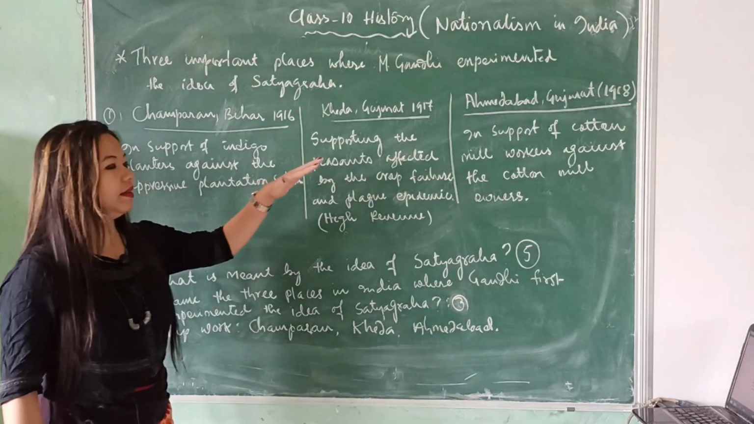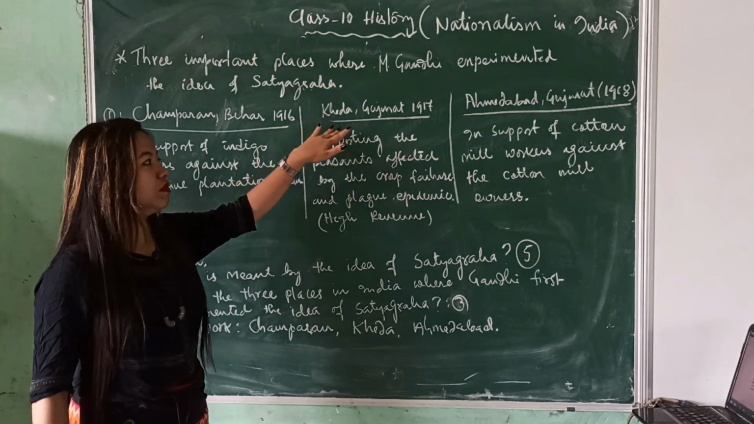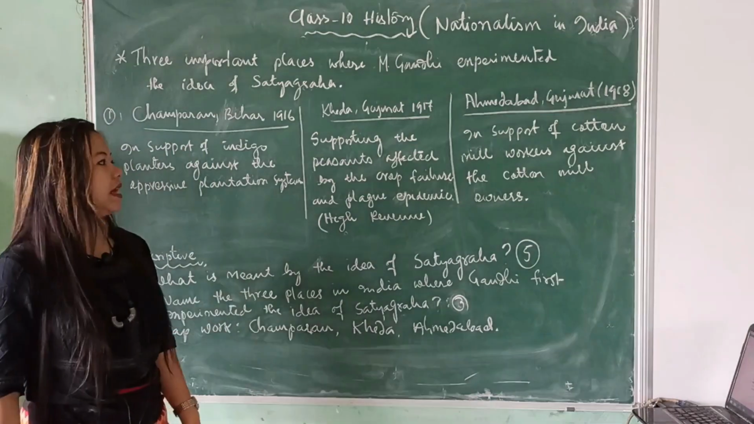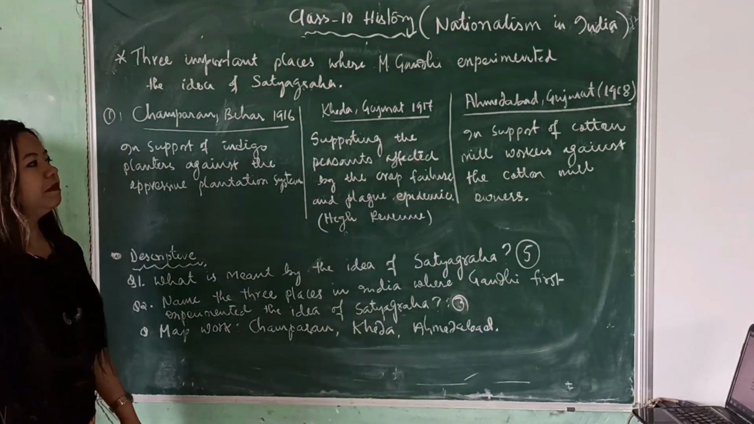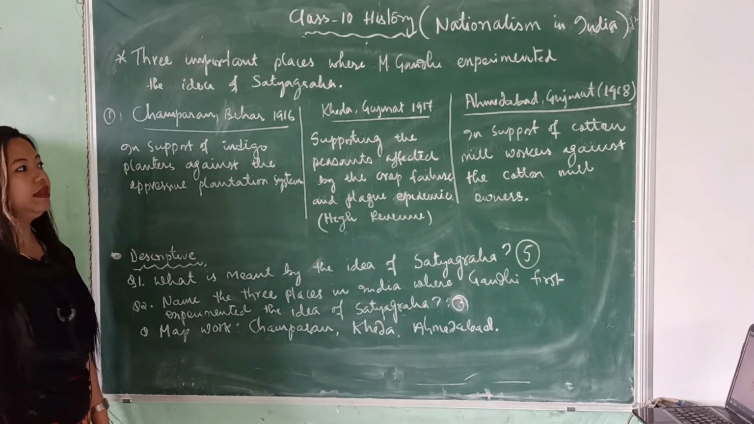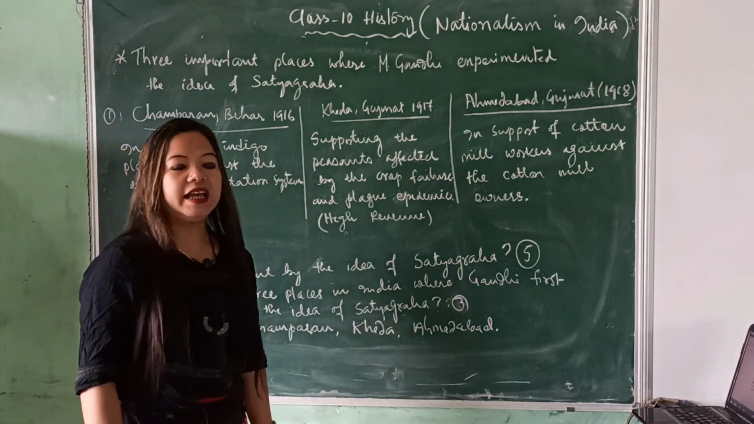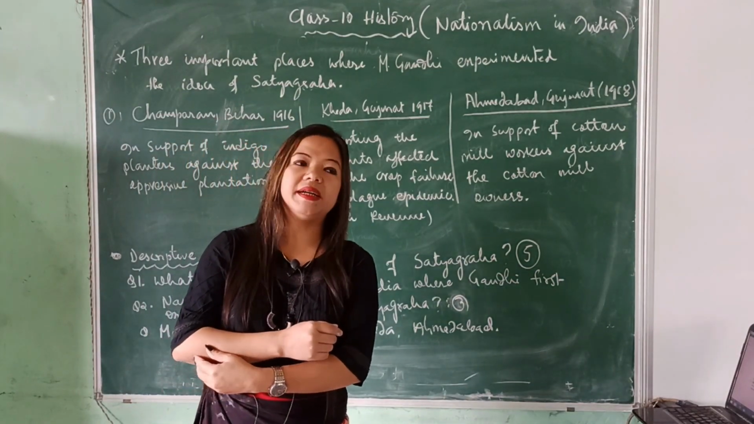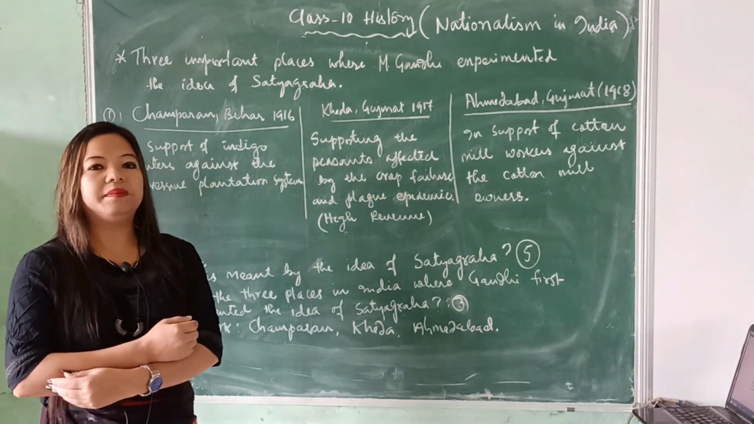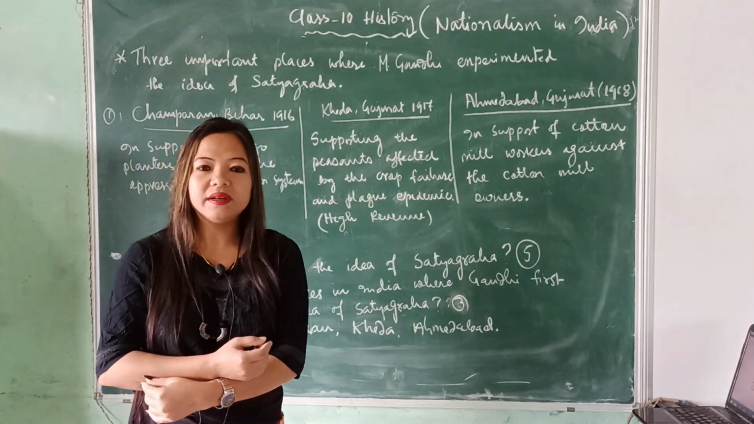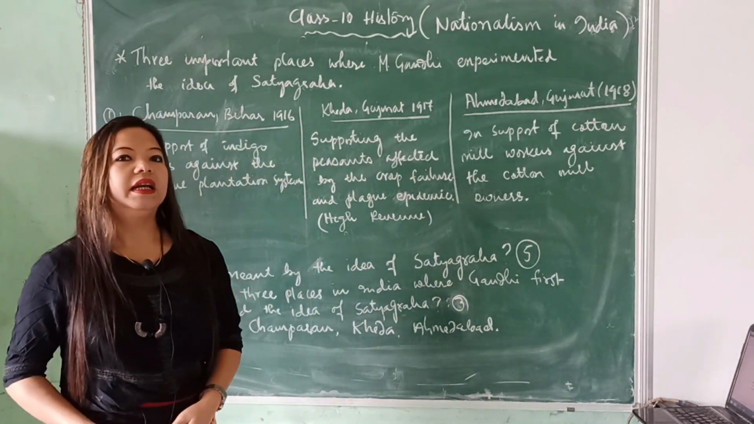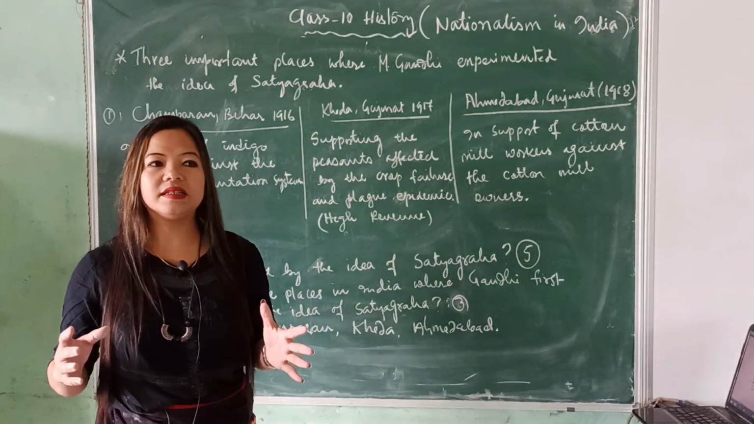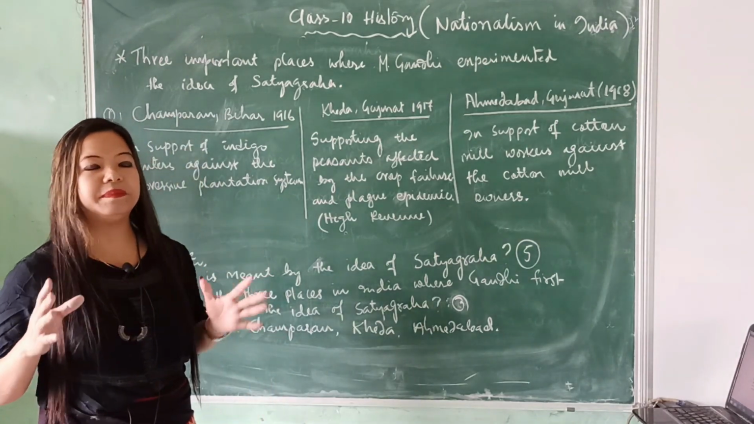Secondly, you can see Kheda district in Gujarat in the year 1917, supporting peasants affected by crop failure and plague epidemics during the year 1917. And here you know that India was ruled by the Britishers for many, many years. We can say about 200 years they ruled our India. And here you see the Britishers collected very high revenue from our Indian peasants.